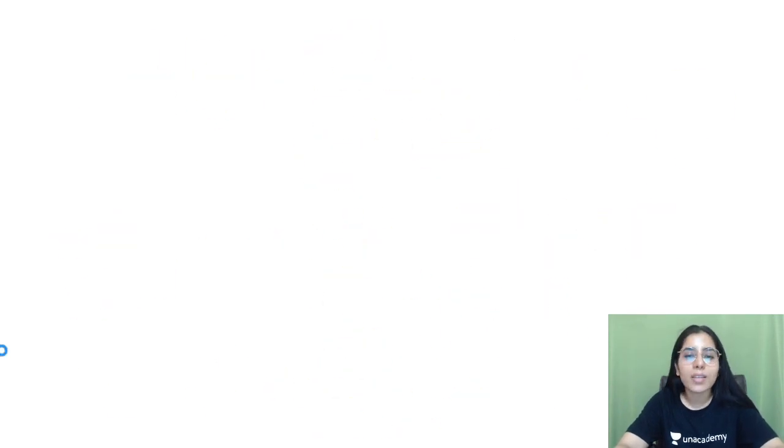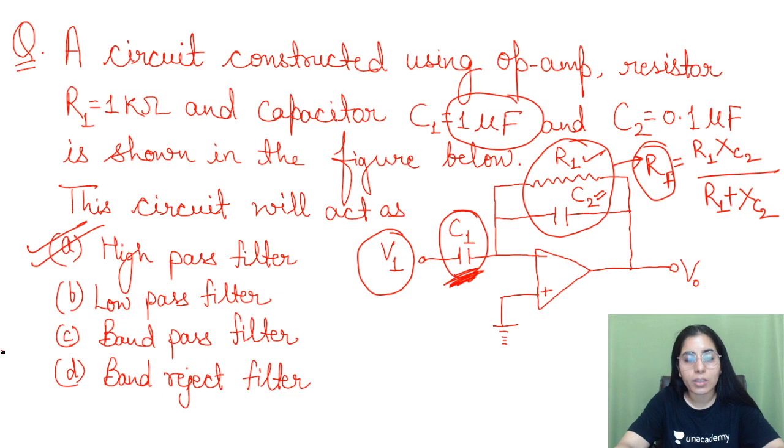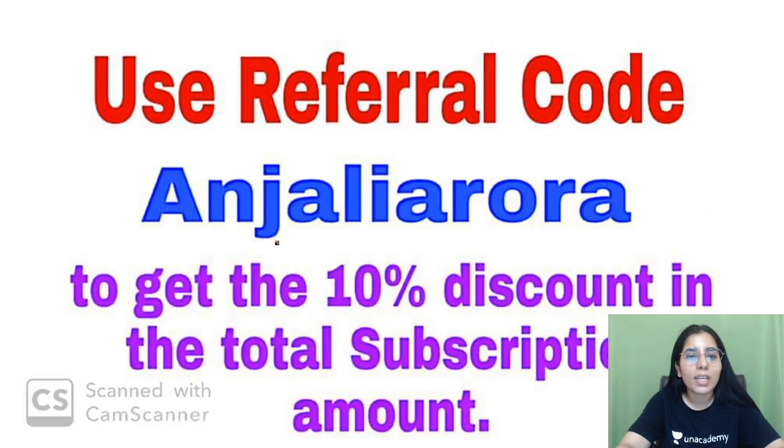So I hope guys it is clear to all of you. Since the gain is high at the higher value of omega, it is the high pass filter. Depending on this thing, that what is that frequency where gain is high, it tells you about the type of filter you are gonna have. So what kind of filter it is? High pass filter. I hope it will be clear to all of you guys.